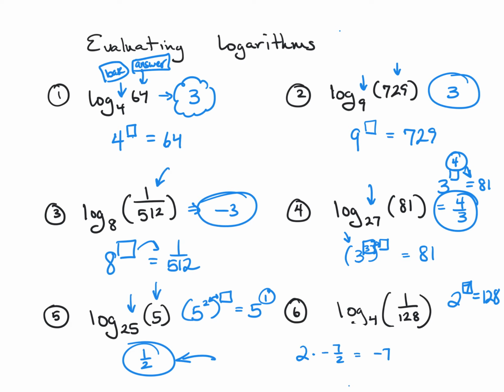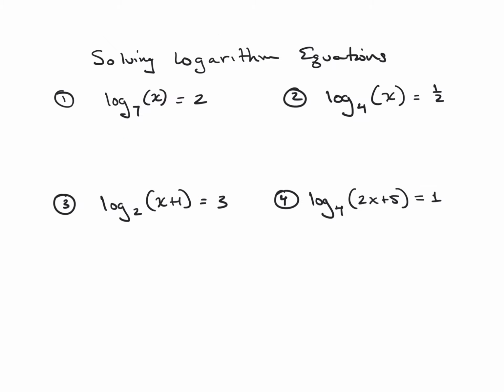Now, my answer is not -7. My answer is actually going to be -7/2. And if you were to type into a calculator 4 raised to the -7/2, you would get 128. All right, on to the next one.